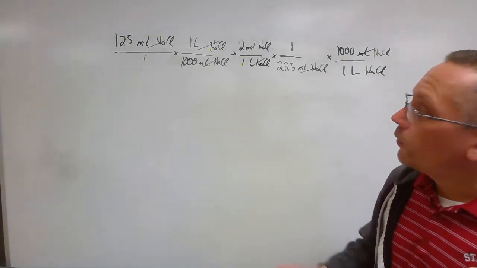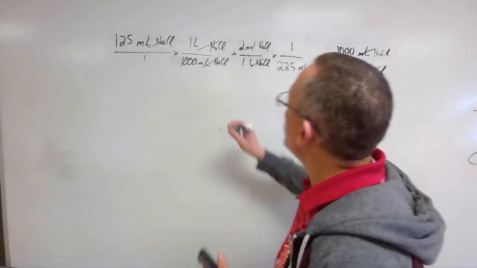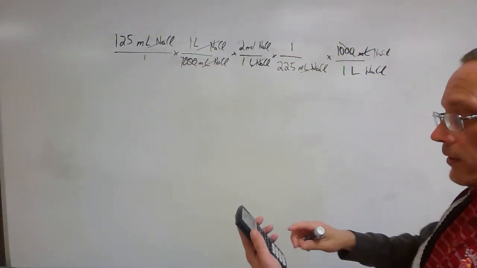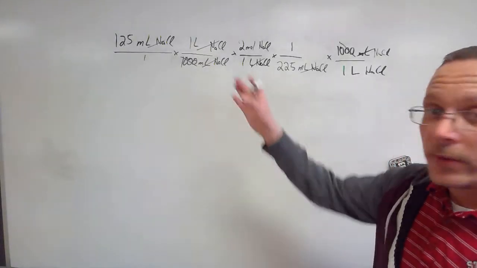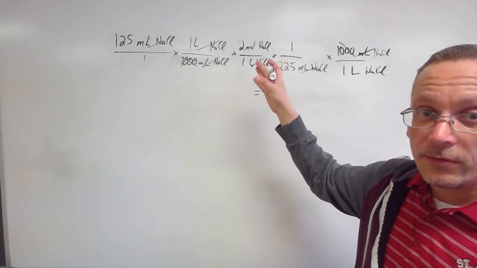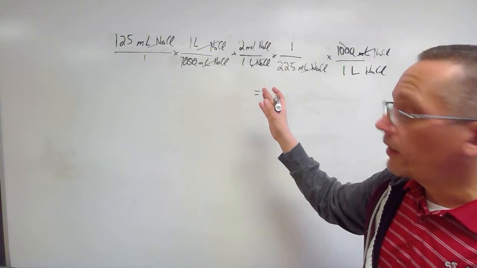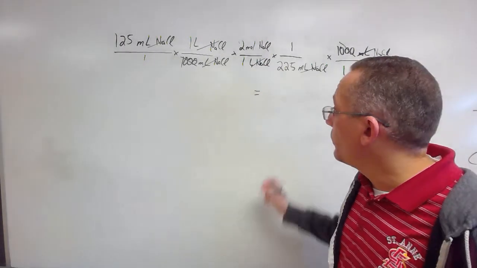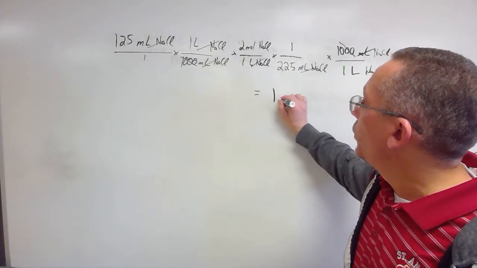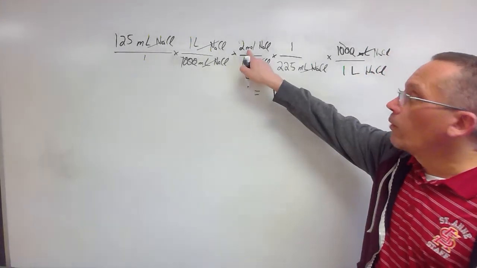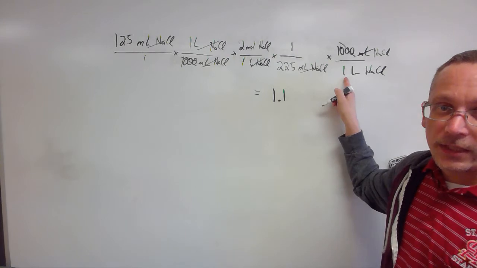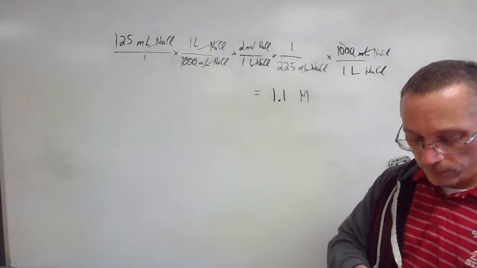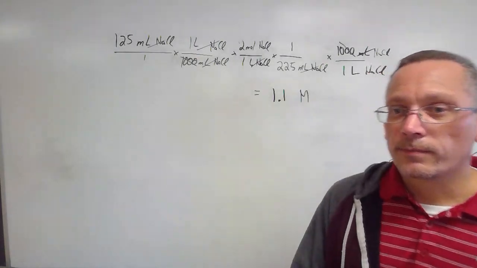So let's go ahead and work out the answer, and you can see these thousands cancel. So I do 125 times 2 divided by 225, and I get 1.1 repeating. So I'm just going to round that off to 1.1. And then that's moles over liters, or molar. And there it is.